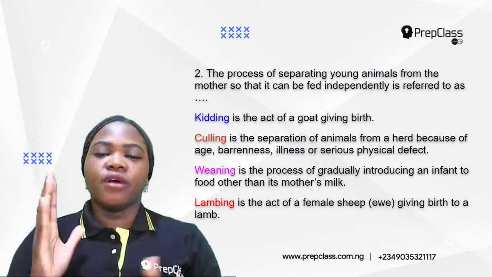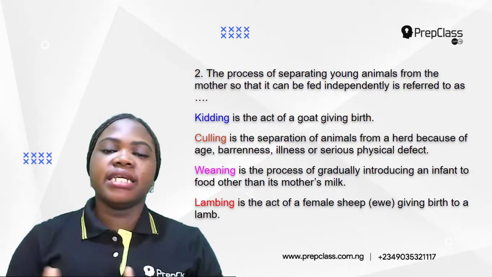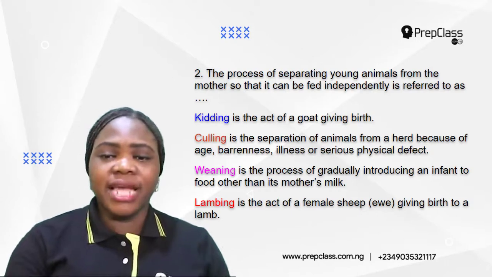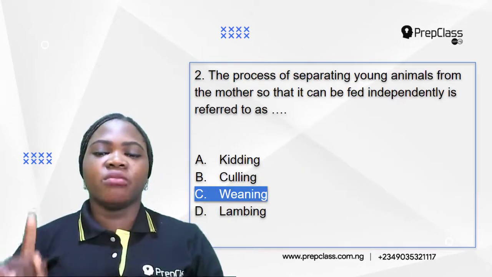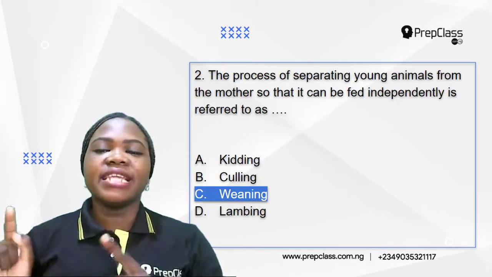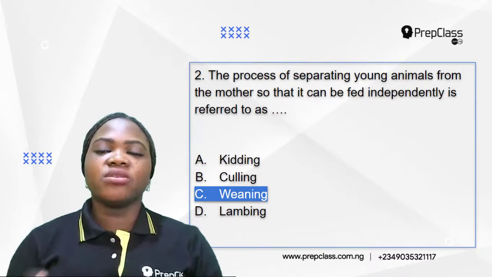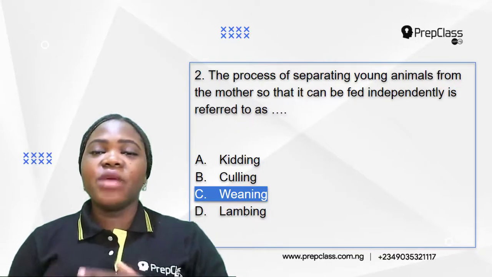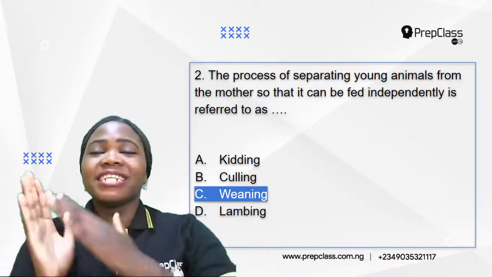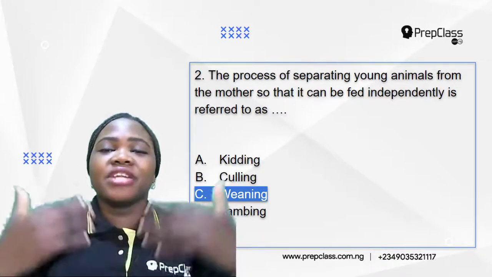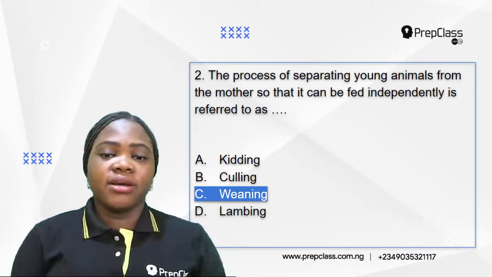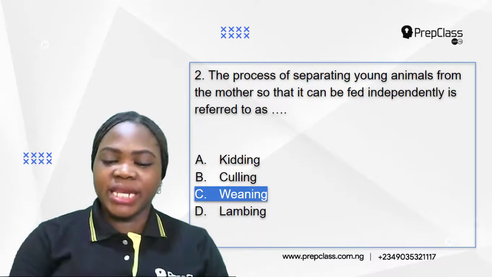Now we've learnt the meaning of kidding, culling, weaning, and lambing. So which of these options is correct? The process of separating young animals from the mother so that it can be fed independently is referred to as C, weaning. Remember that weaning is a process of gradually introducing another kind of food other than the breast milk to an infant. Okay, so the answer is C, weaning.